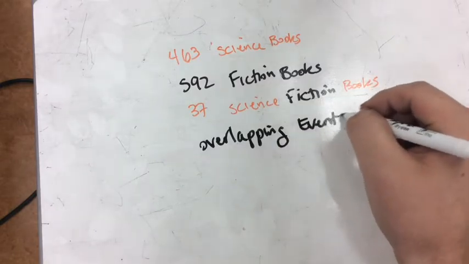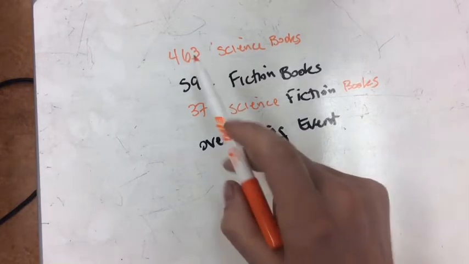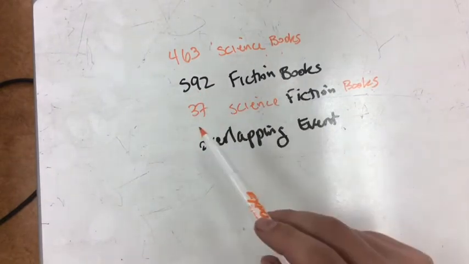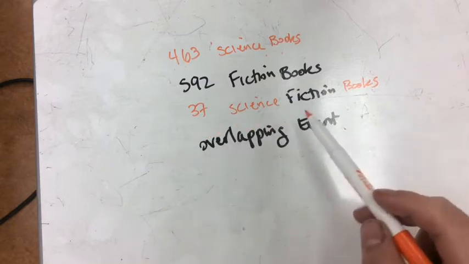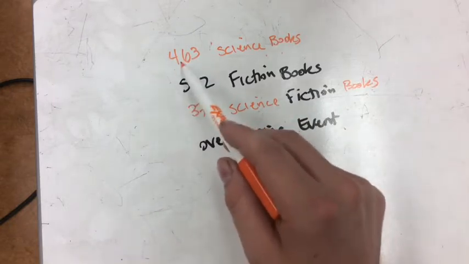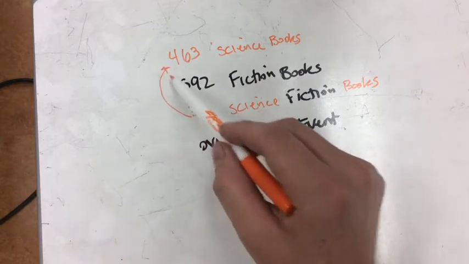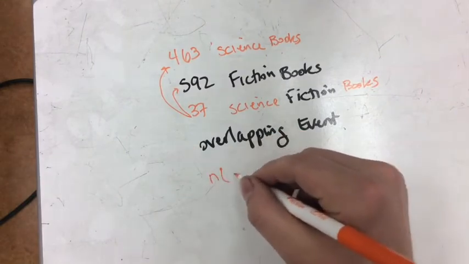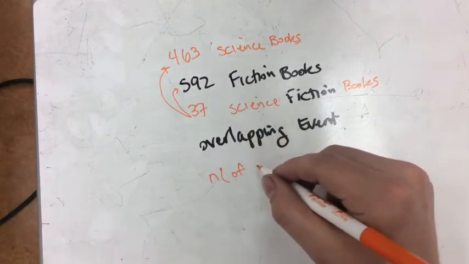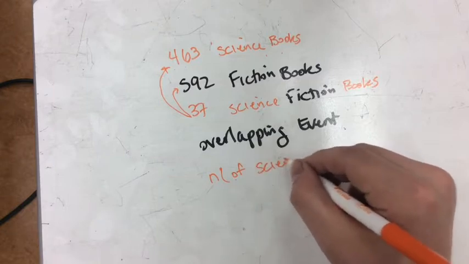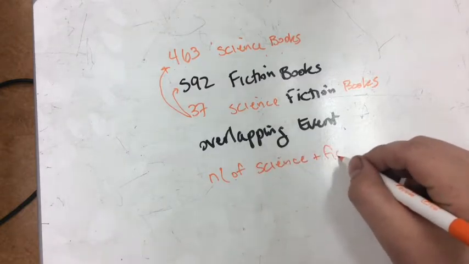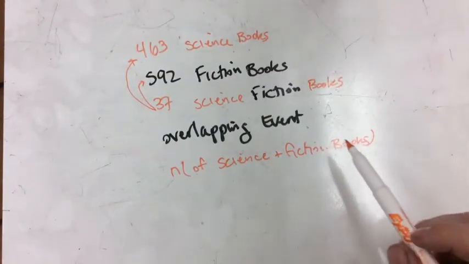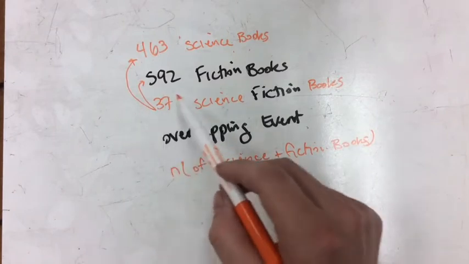And what it's saying is that a library has 463 science books. It has 592 fiction books. And then there's 37 science fiction books. So these 37 books could be considered in either of these categories. So when we ask what's the number of science and fiction books, when we count these numbers up, we've got to make sure we don't count this amount twice.